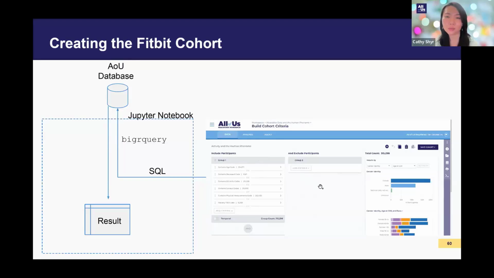And I'll talk a little bit more about how they define their cohort, but essentially what this cohort builder does is that it's going to take all of the inclusion and exclusion criteria that the researcher inputs, and on the back end, it will transform that into a SQL query, which is then used to retrieve and fetch the data from the AoU database, and then you can use it to analyze in the Jupyter Notebook.